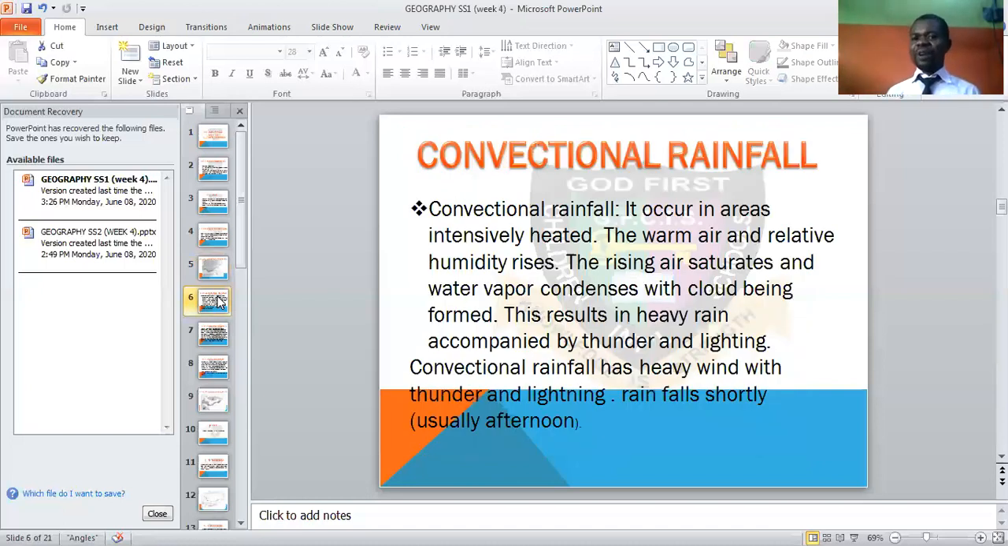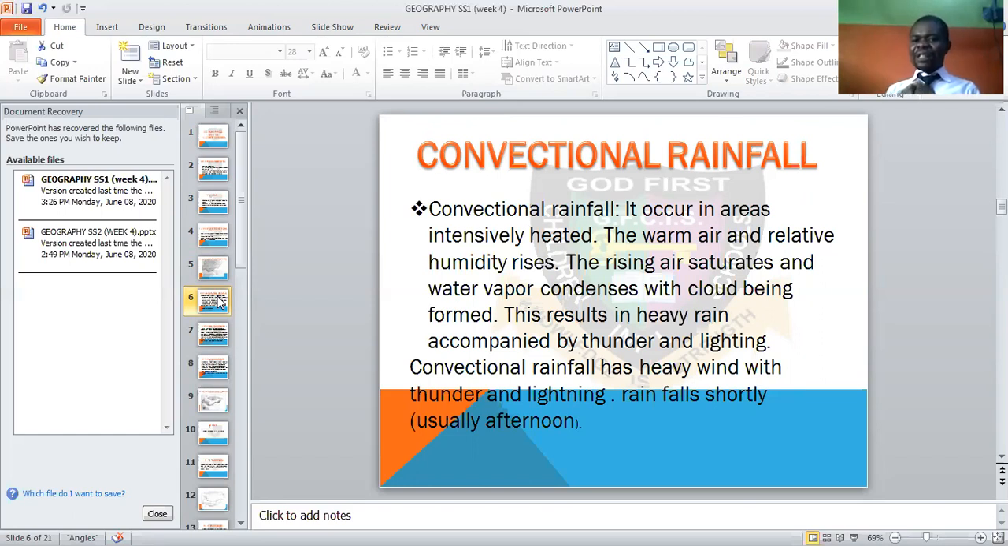One is conventional rainfall. This one occurs in areas with very strong heat. When heat touches the area, the air becomes warm and goes up. And the relative humidity, we've also discussed relative humidity, rises too. Then as this evaporation goes, the saturation of the water vapor makes the water vapor condense with cloud being formed. That is how this conventional rainfall happens.